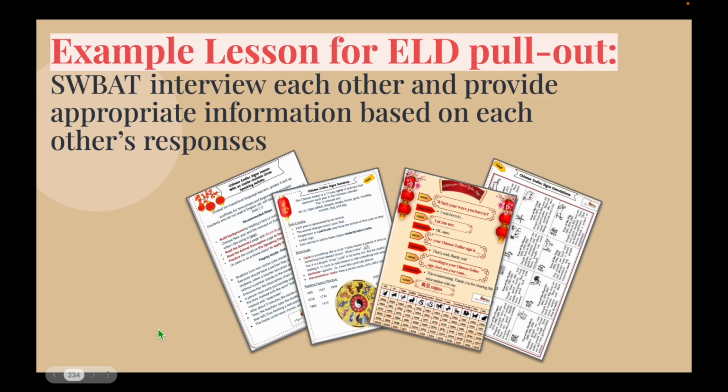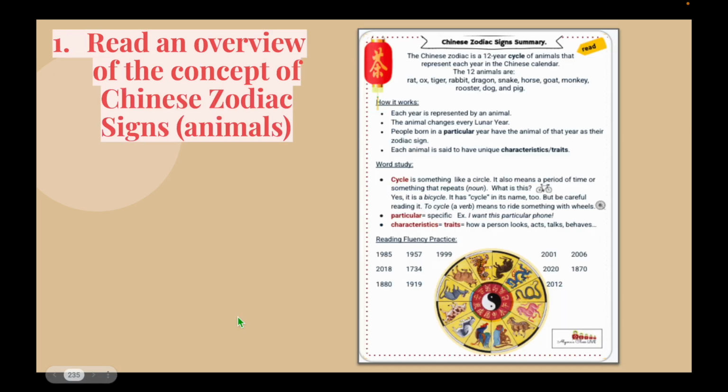My example lesson is from my ELD pull-out session. Students will be able to interview each other and provide appropriate information based on each other's responses. Here's how it went. First, we read an overview of the concept of Chinese zodiac signs. I put together this short summary. I included some word study to make sure we clarify unfamiliar vocabulary and some reading fluency of the numbers.